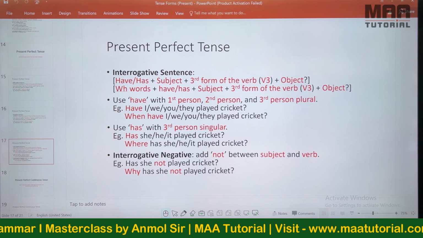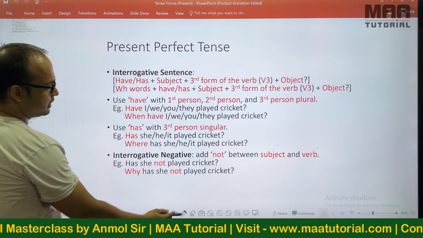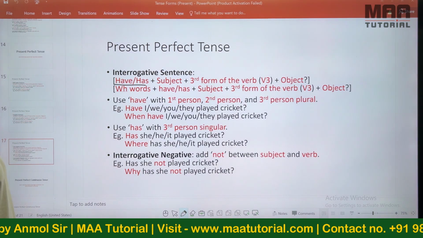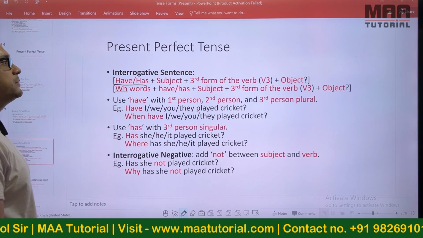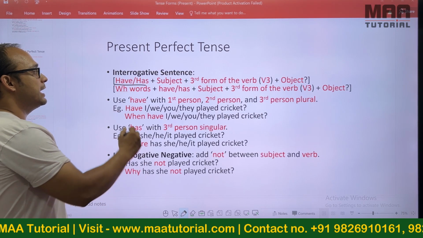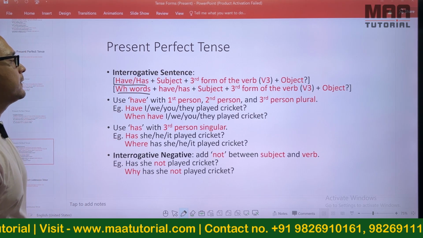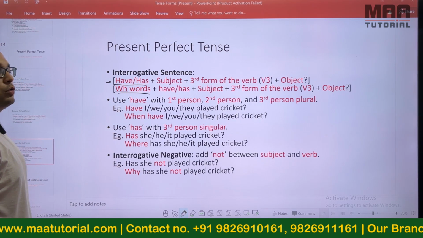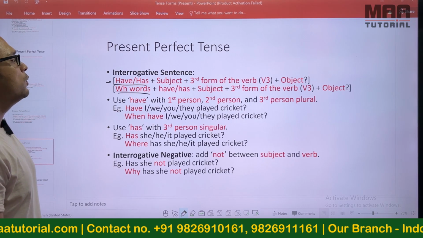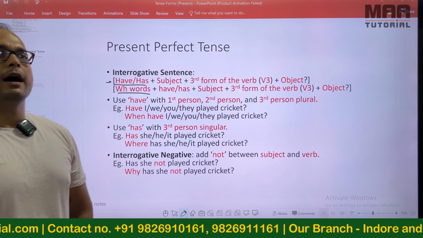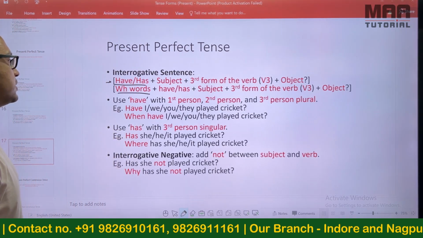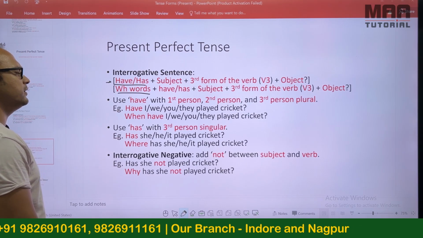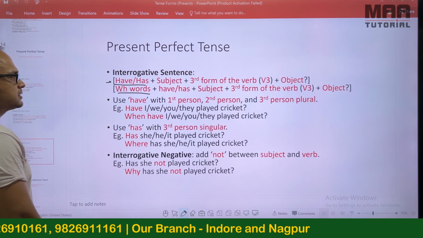And finally, we have present perfect tense interrogative. Again, we start with the auxiliary first. This is the auxiliary, have or has, plus subject, plus third form of the verb, V3, plus object, question mark. WH words plus have or has, plus subject, plus V3, plus object. So we can add WH words in the beginning as well. We can start with the auxiliaries just to ask a yes or no question, like have I played cricket, yes or no. When have I played cricket? Then there is some added information to it, like I played cricket yesterday, for example. Or when did I play cricket is better. When have I played cricket? I have never played cricket.